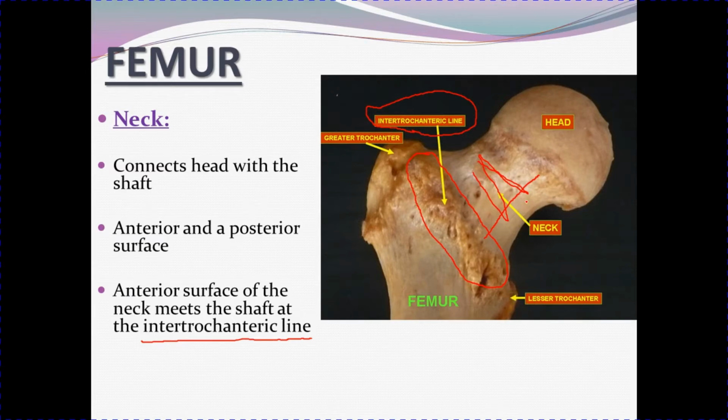So I am repeating, the neck is the narrow region which connects the head with the shaft. It has two surfaces, an anterior surface and a posterior surface. The anterior surface meets the shaft at the intertrochanteric line.